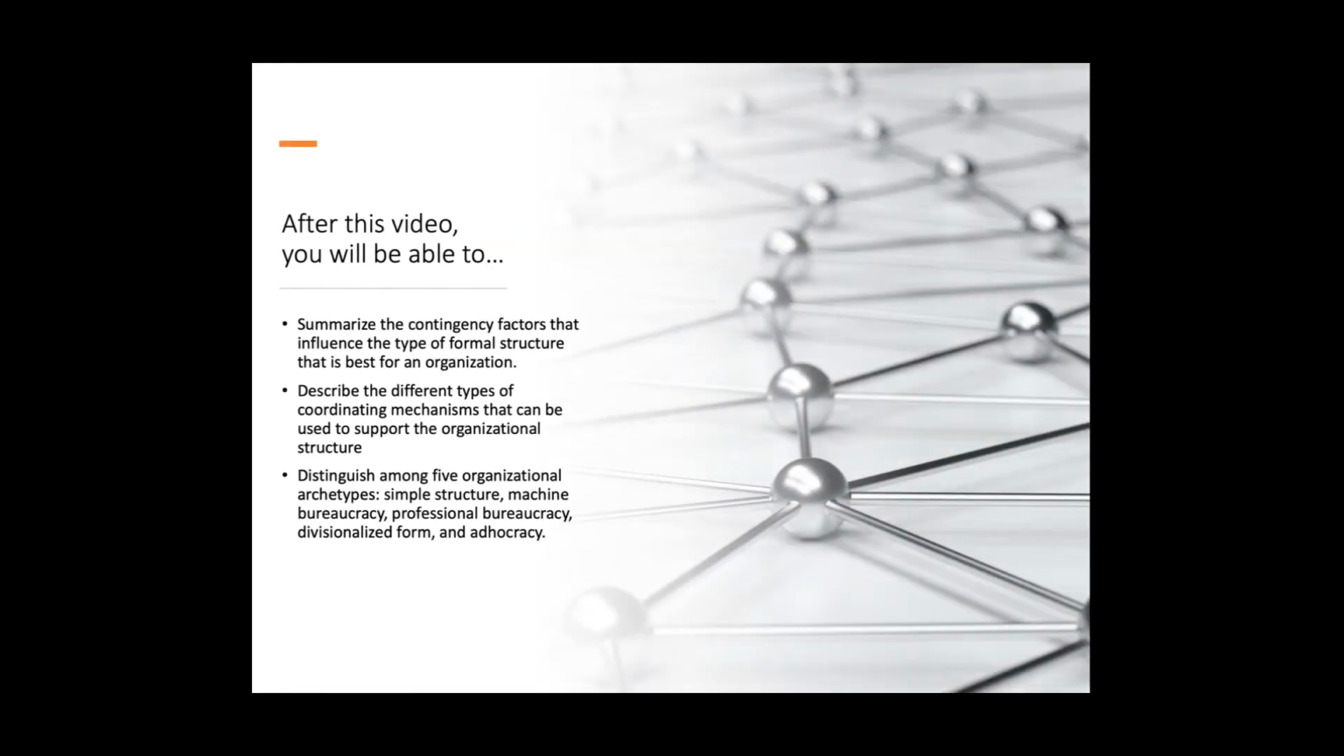And so as you can tell from this slide, what we're looking for is that when you finish this video, you will be able to summarize the contingency factors that influence the type of formal structure that's best for an organization. That you will be able to describe the different types of coordinating mechanisms that can be used to support the organizational structure. And finally, that you can distinguish among 5 organizational archetypes. Those being the simple structure, the machine bureaucracy, the professional bureaucracy, the divisionalized form, and an adhocracy.